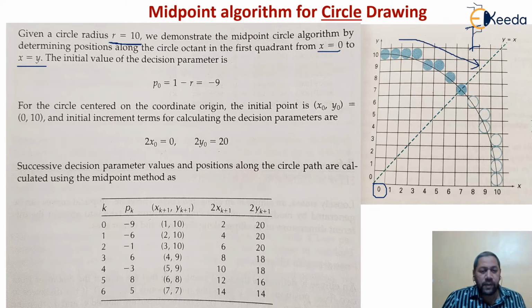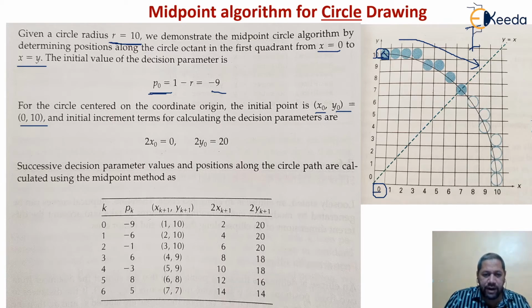Now we are going to initialize these values. Initialize the decision parameter: p0 is equal to 1 minus r. Here r is 10, so 1 minus 10 gives minus 9. For a circle centered on the coordinate origin, the initial point x0 comma y0 is 0 comma 10, so I get my first point. 0 comma 10 means this particular pixel is activated. In the example I am going to activate this pixel because the y value is 10 and the x value is 0.